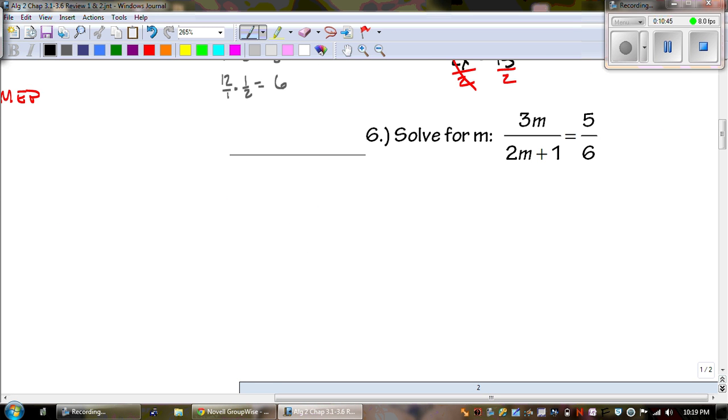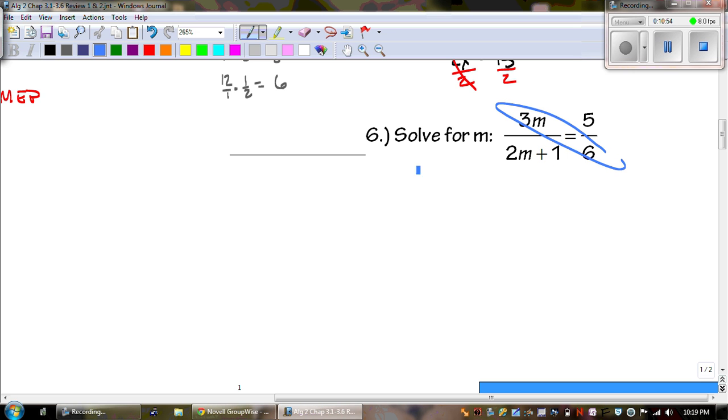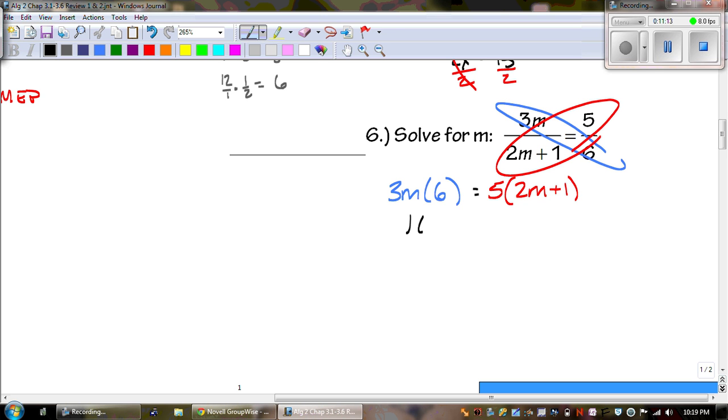All right, number 6. Number 6 is asking us to solve for m. So what we're going to do is multiply. I'm going to multiply the 3m times 6, and set that equal to 5 times 2m plus 1. Well, 3m times 6 is actually 18m. And then I need to distribute the 5. So 5 times 2m is 10m, and 5 times 1 is 5.